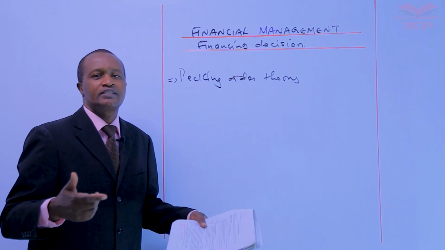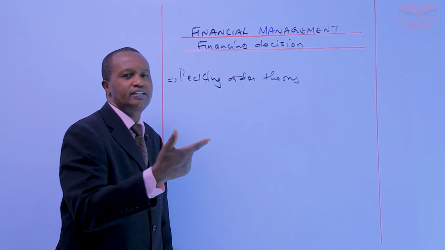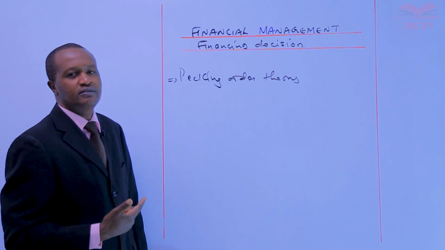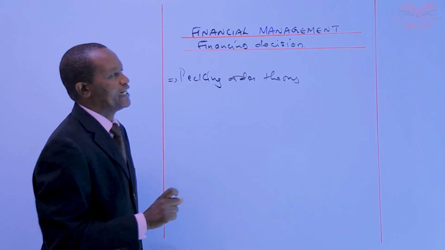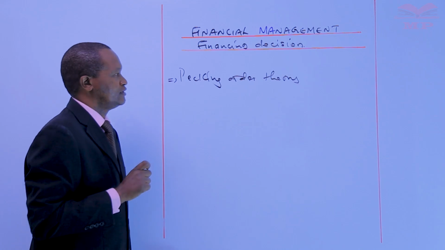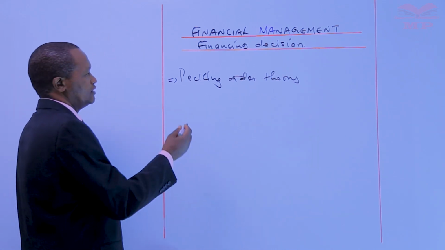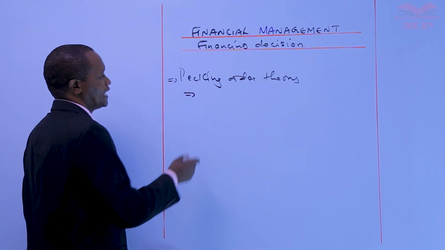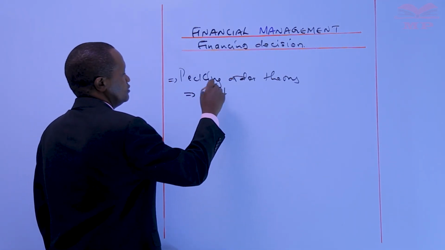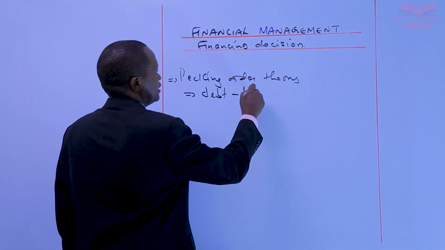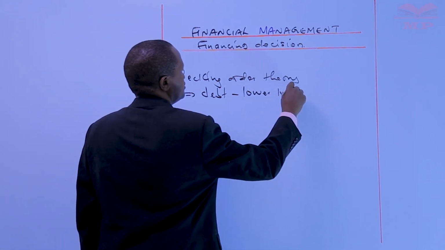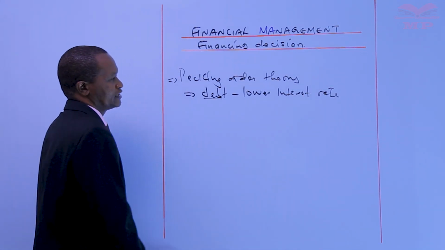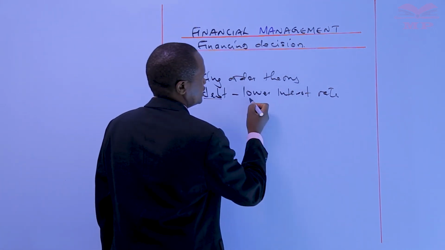The firm also, candidates, should avoid equity financing if they have an option of debt financing which has a lower interest rate. If a firm can raise debt at a lower interest rate, the firm should go for debt financing if the interest rate is lower.